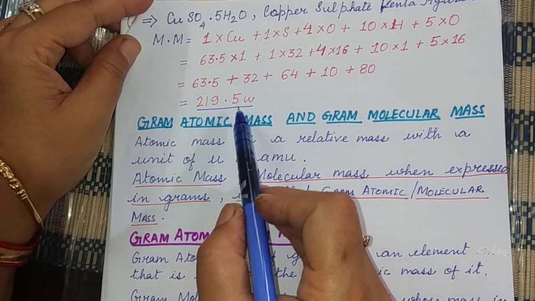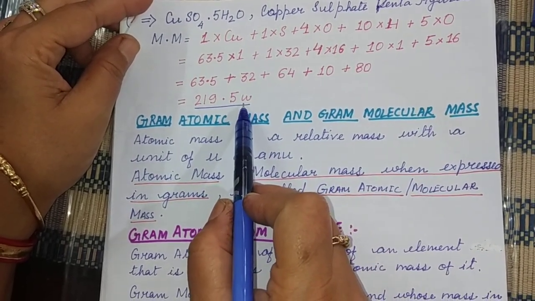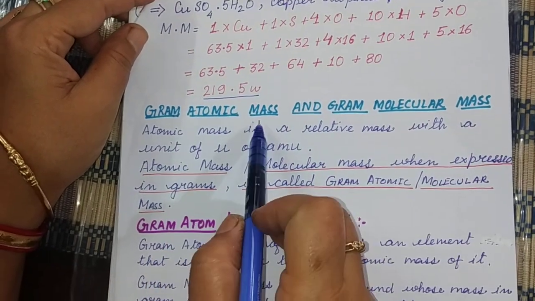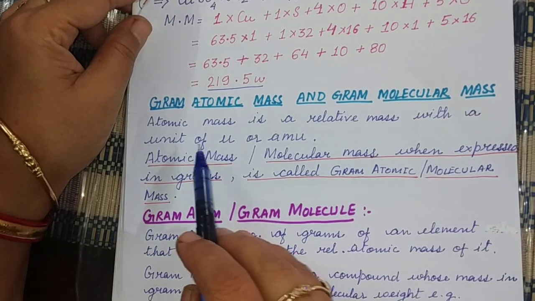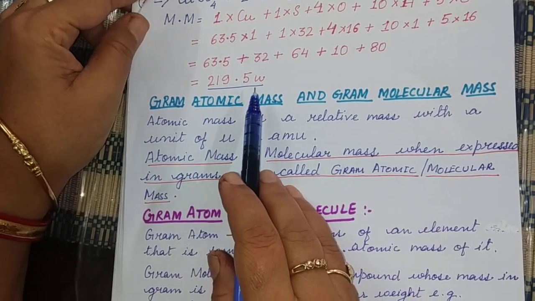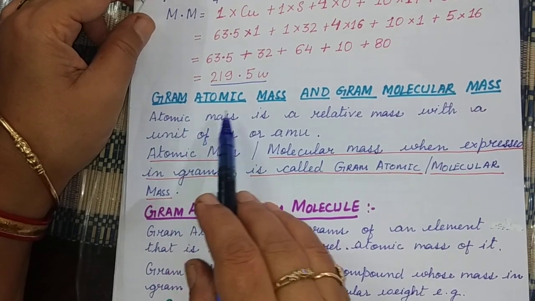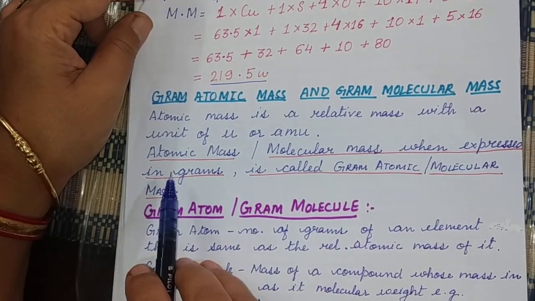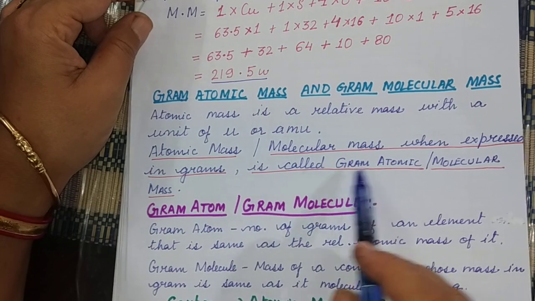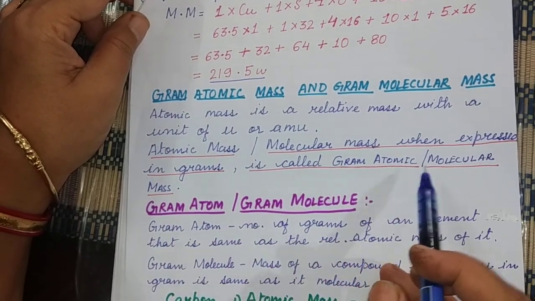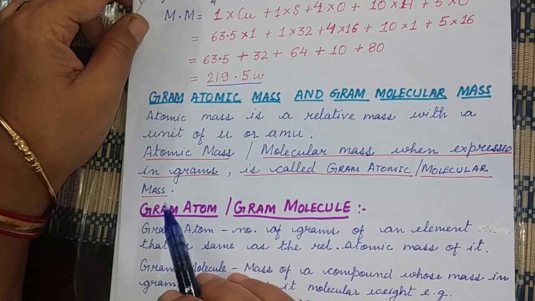Similarly, molecular mass, as you can see, has the unit U or AMU. Now when the atomic mass and the molecular mass are written with gram as the unit, the term used is gram atomic mass. I'll just read out the definition: atomic mass or molecular mass when expressed in grams is called gram atomic mass or gram molecular mass.